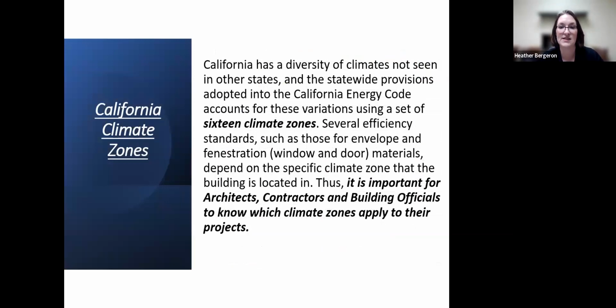California has a diversity of climates that are not seen in any other state. The statewide provisions adopted into the California Energy Code account for these variations using a set of 16 climate zones. Several efficiency standards, such as those for the envelope and fenestration, window and door materials, depend on the specific climate zone the building is located in. So it is very important for architects, contractors, and building officials to know what climate zones apply to your project.